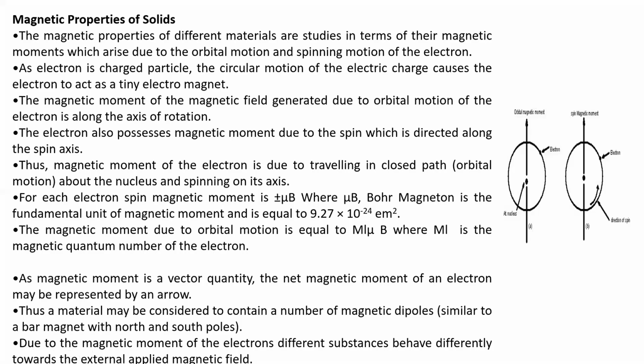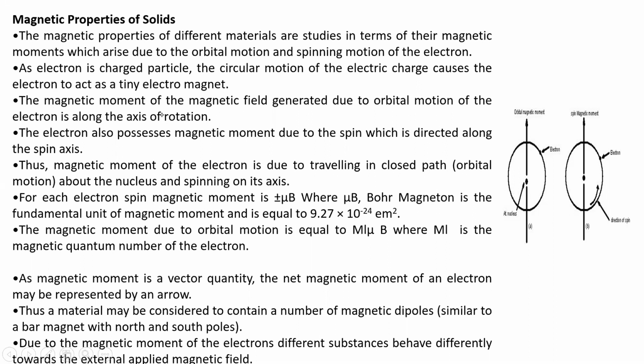Next, magnetic properties of solids. Solids have conductivity properties as well as magnetic properties. The magnetic properties of different materials are studied in terms of their magnetic moments, which arise due to the orbital motion and spinning motion of the electron. As the electron is a negatively charged particle, the circular motion of the electric charge causes the electron to act as a tiny electromagnet. Here you can see this circular path is acting as a tiny electromagnetic moment.